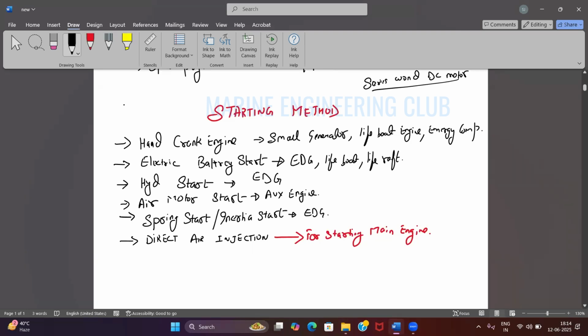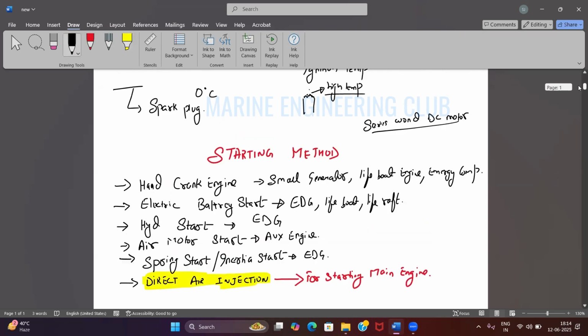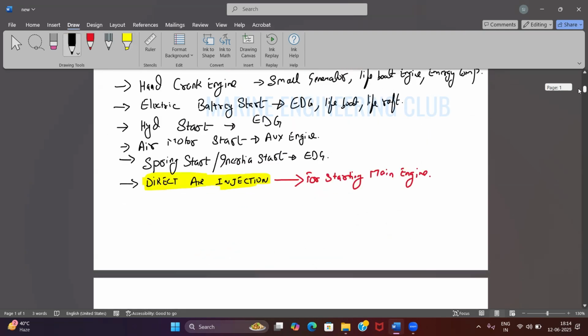So what we are going to focus on here is basically direct air injection. This is what we have to understand, and by this we will understand the other concepts also. So far, so clear? Everything is clear till now? Yes, sir. Okay.